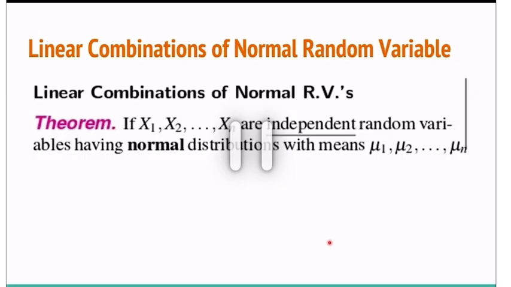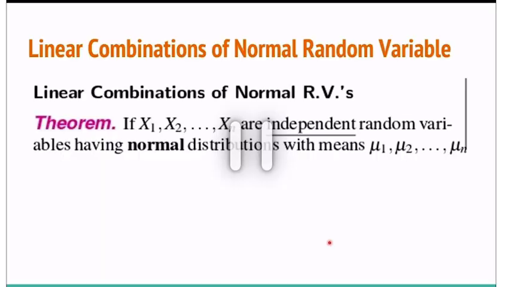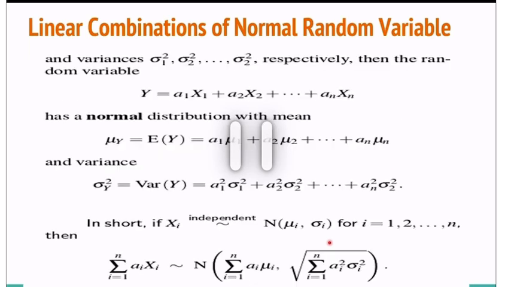Now, lastly today, I think I've talked about linear combination before, and I want to revisit linear combination of random variables. If I have x1, x2 up to xn, independent random variables, and each of them has a normal distribution, then their linear combination is also a random variable that will follow a normal distribution. Take a look at this.